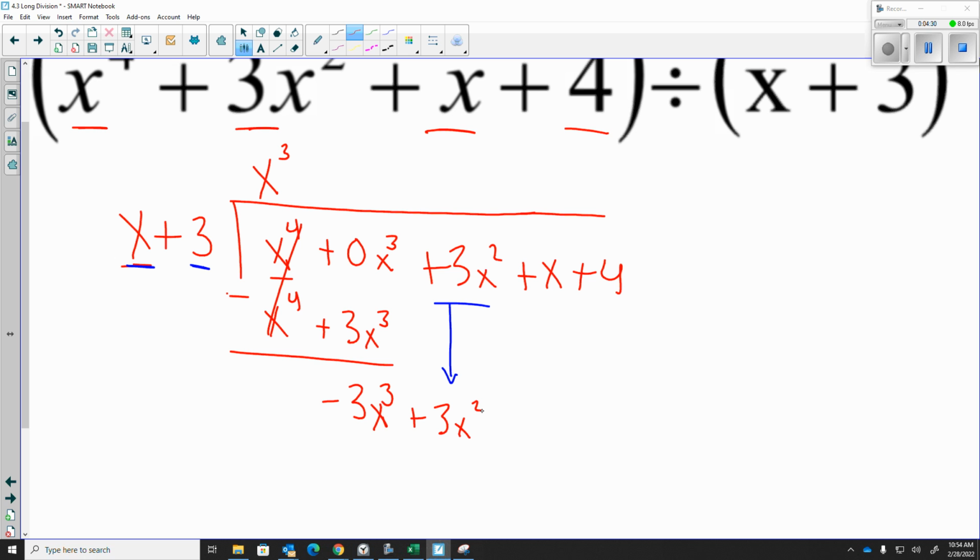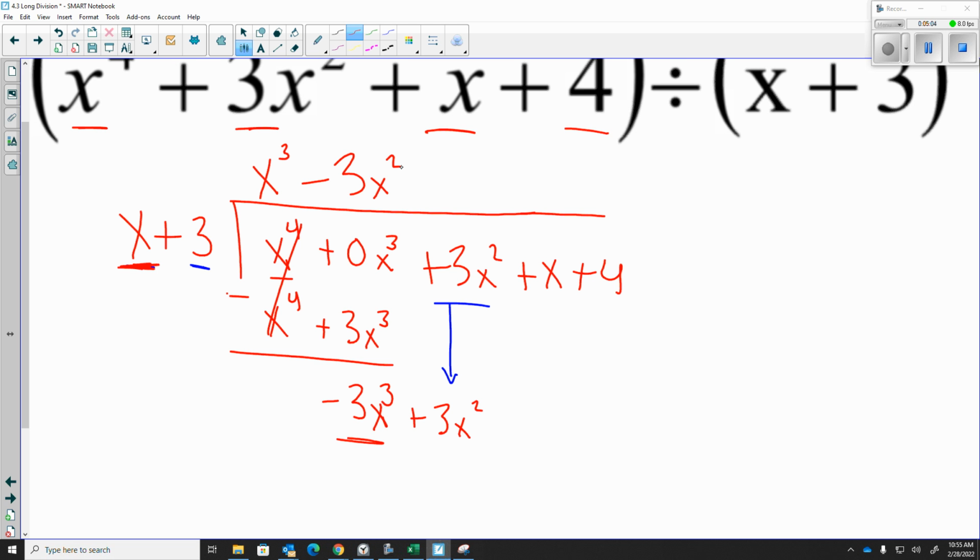Once I get to there, I'm just going to repeat that process. I'm going to do the exact same thing, but instead of starting with this thing, I'm going to start with this thing. So I'm looking at x, and I'm looking at negative 3x cubed. And I'm asking myself, what do I need to multiply this by to get that? What do you think? Negative 3 what? Negative 3x squared. That's what I need to multiply this by to get that.